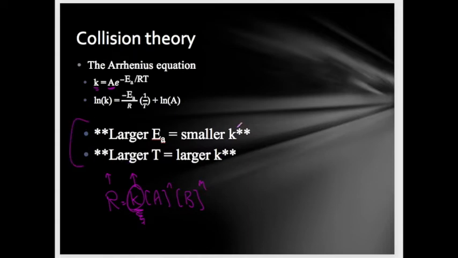You guys need to know this. You don't need to know it mathematically necessarily. You do need to understand it conceptually and why it makes sense based on collision theory. Okay? Bigger activation energy, bigger energy threshold, we're going to have a slower reaction. Larger temperature, we have more collisions, more energetic collisions, we're going to speed up the reaction. That changes the K value. All right? Okay, we're almost done.